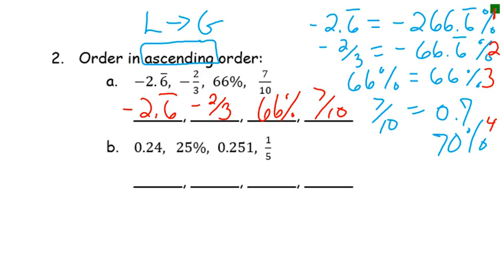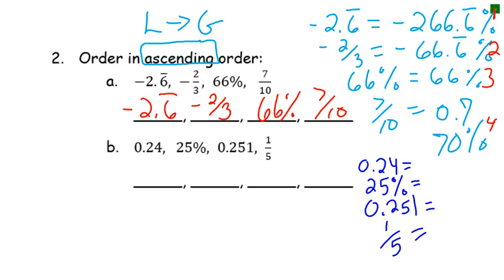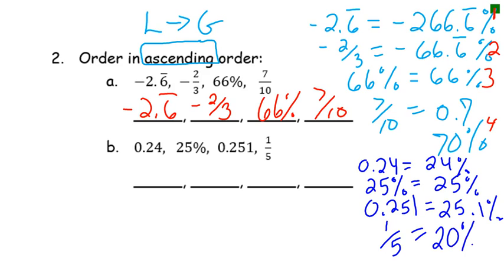And going on to B. So I have 0.24. I have 25%. I have 0.251, and I have 1/5. So I move the decimal point for 0.24. That becomes 24%. 25% is already in percent form. I move my decimal point for 0.251, and it's 25.1%. And 1/5 is 20%.